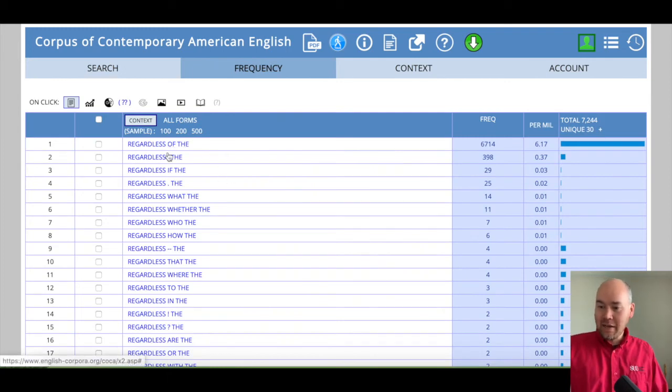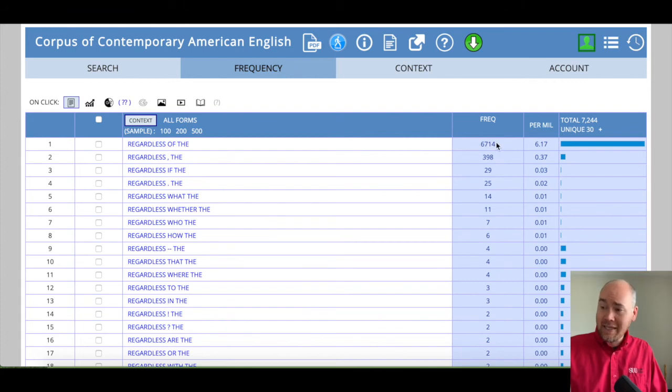And I see a lot of choices for what can come in the middle. Again, the middle could have been anything, right? And it looks like I was right. "Regardless of the" is the number one hit. Regardless of the is number 1. "Regardless, the" is the second most common. But these numbers are very important here.